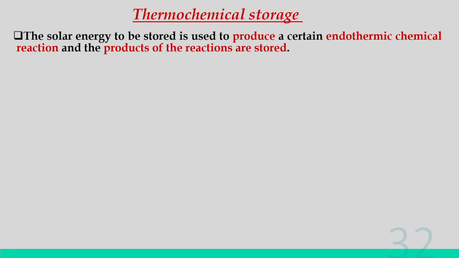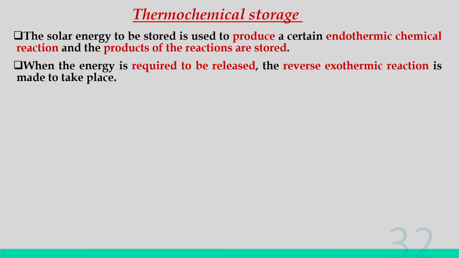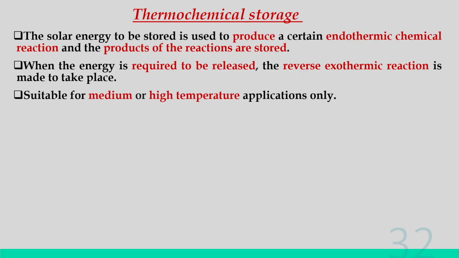And we will now pay attention to the thermochemical storage system. That is, the solar energy to be stored is used to produce a certain endothermic chemical reaction, and the products of the reactions are stored. So, when the energy is required to be released, the reverse exothermic reaction is made to take place, right. This is suitable for medium to high temperature applications only.